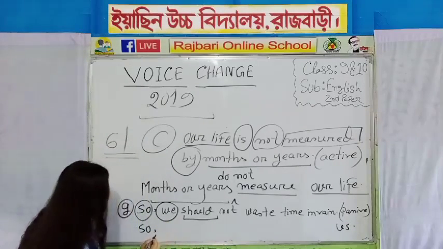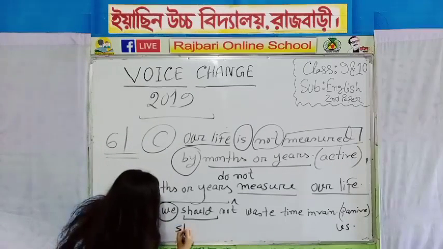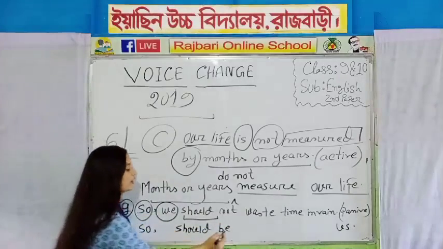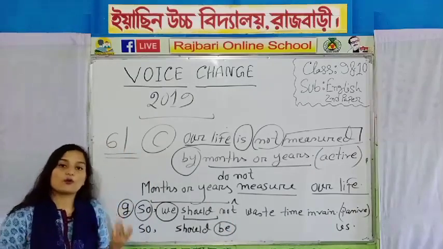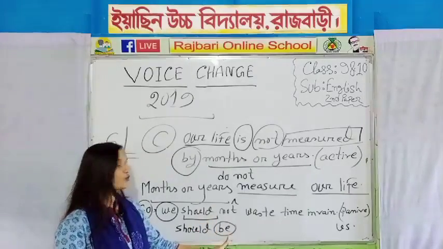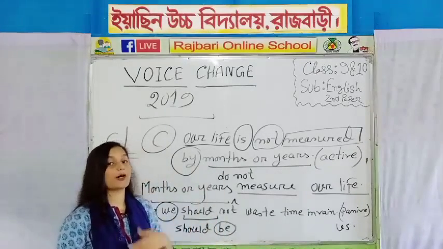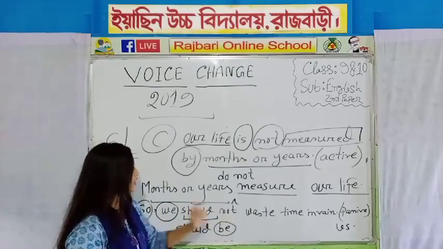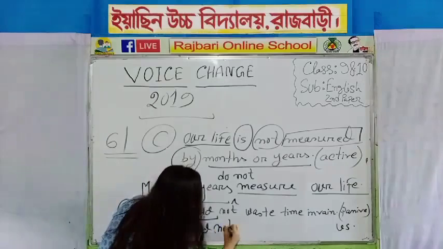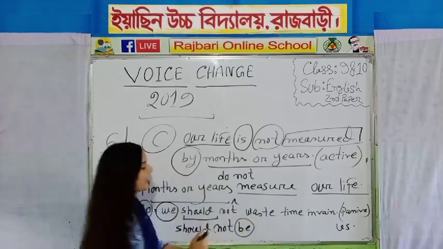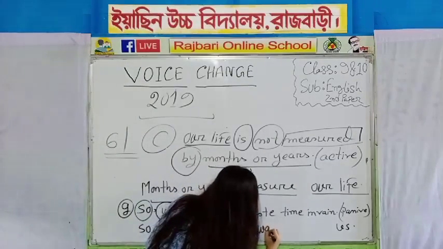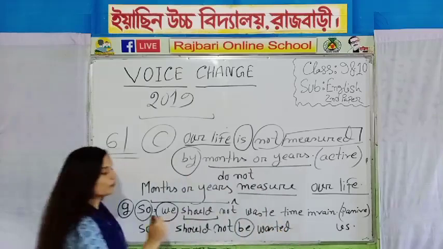So we have to bring be. See the word be. Whenever you want to make passive voice and you get a modal auxiliary verb, you have to bring this word be, and after that you have to use the past participle form of the verb. So here it will be should not be, and waste would be the verb 3 or past participle form. So waste will be wasted.